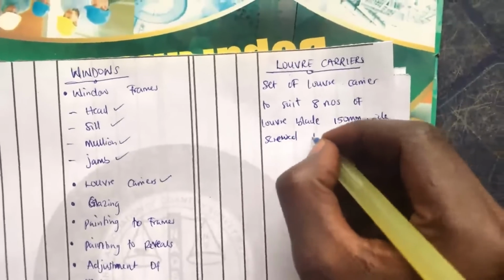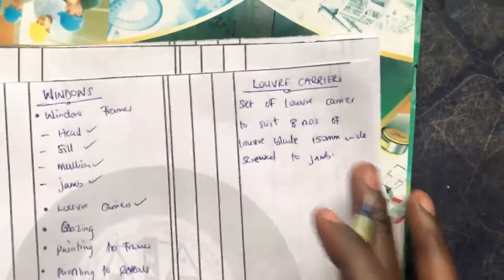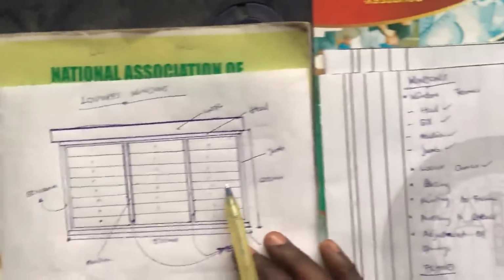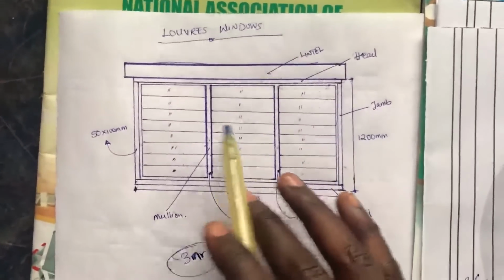It should be screwed to the jamb. Now I'm done with this. Remember, I said that set of louver carriers. If you look at your window carefully, we have 3 spaces which will accommodate 3 sets of louver carriers. 1 set, 2 sets, 3 sets.